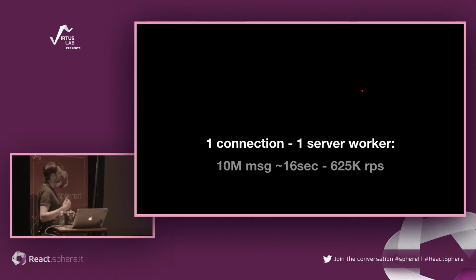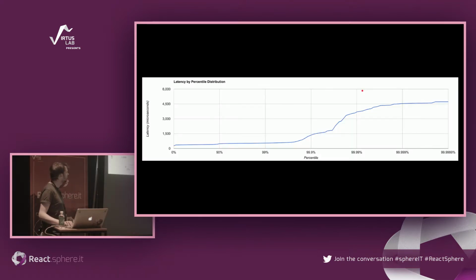for this connection, and this thread was executing all the logic, and I was able to push 10 million messages in around 16 seconds, so it's around 600,000 requests per second, which is quite good. That's the histogram of the latencies. So you can see that most of the responses were back below 1 millisecond, and that's fantastic, right?